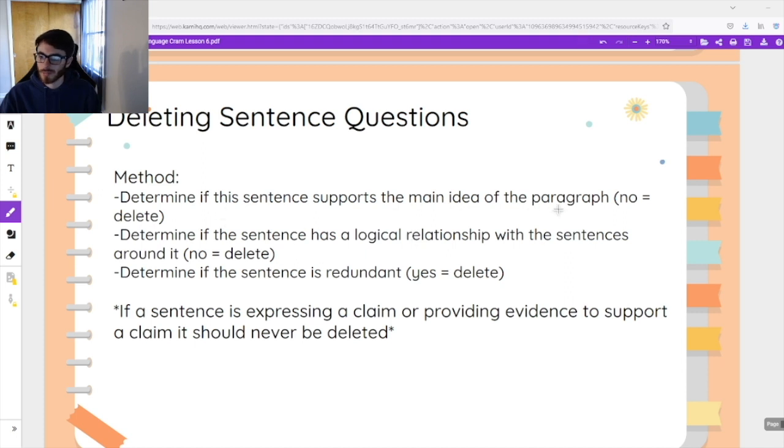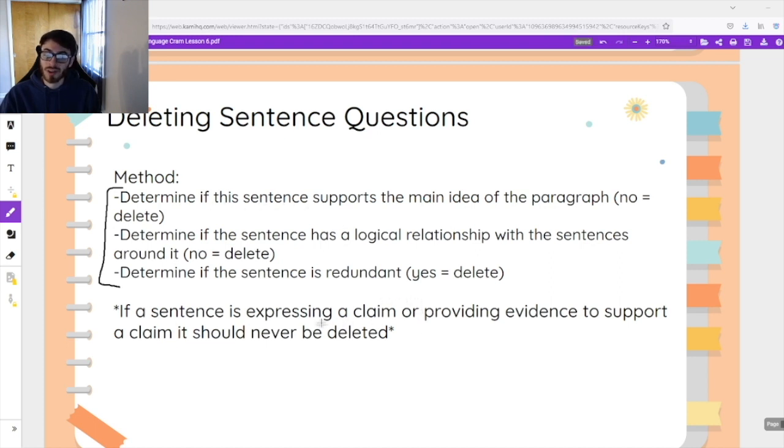Determine if the sentence supports the main idea of the paragraph. If it doesn't, delete it. Determine if the sentence has a logical relationship with the sentences around it. If it doesn't, delete it. Determine if the sentence is redundant. If it is, delete it, right? It's the same things we're looking out for when adding a sentence.